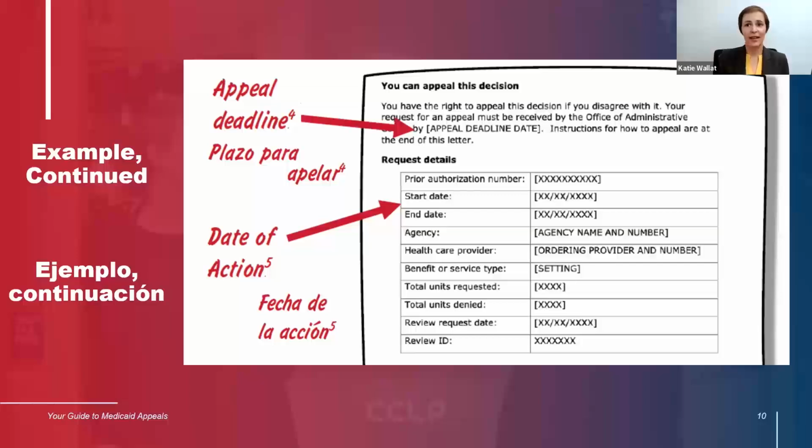And that makes sense, right? You can't get a letter from Medicaid that says, hey, you lost your Medicaid benefits last month. The date of action has to be in the future. And then the last piece to highlight here is that the notice has to include information on how you can request an appeal. And it specifically has to include the deadline by which you need to do that.